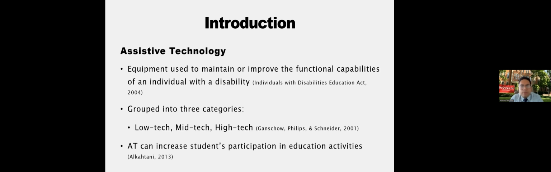What is assistive technology? Assistive technology is any item or piece of equipment that is used to increase, maintain, or improve the functional capabilities of an individual with a disability. In fact, Gancho and his colleagues group assistive technology into three categories: low-tech, mid-tech, and high-tech. Low-tech devices are non-electronic devices that require little or no training. For example, walking canes, magnifying glasses, high contrast notebooks or rulers, and some others.